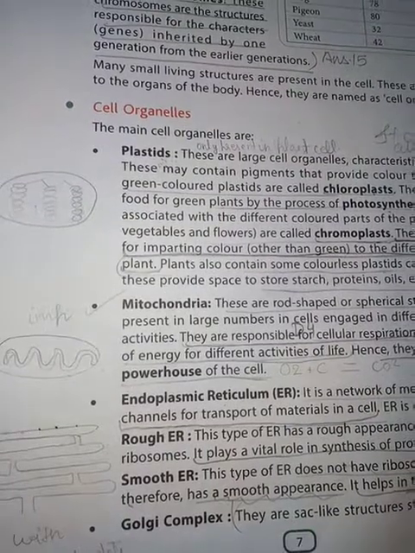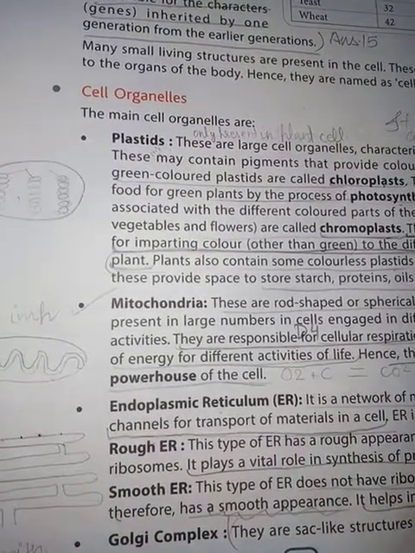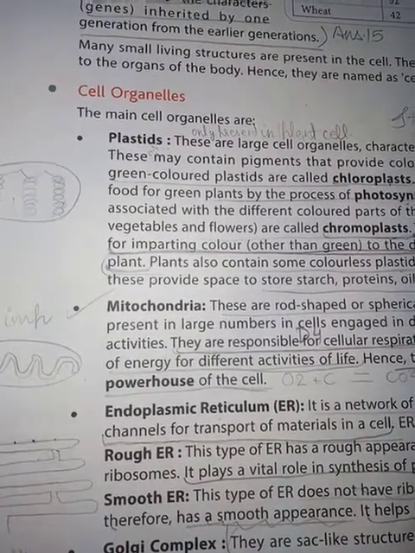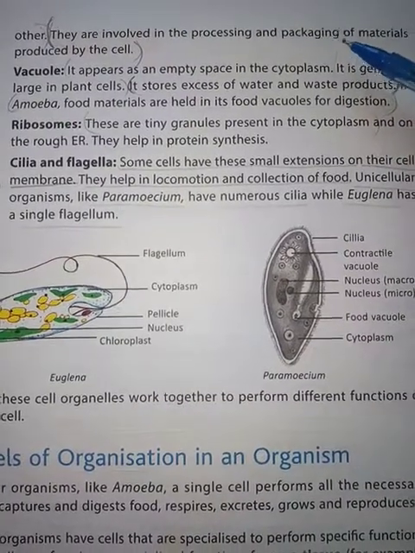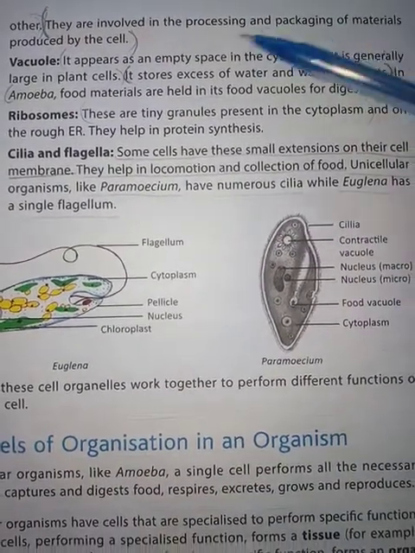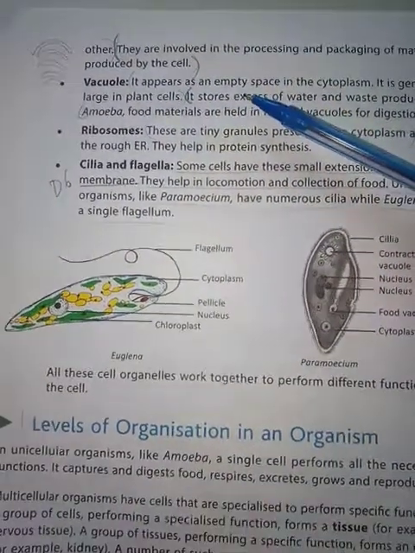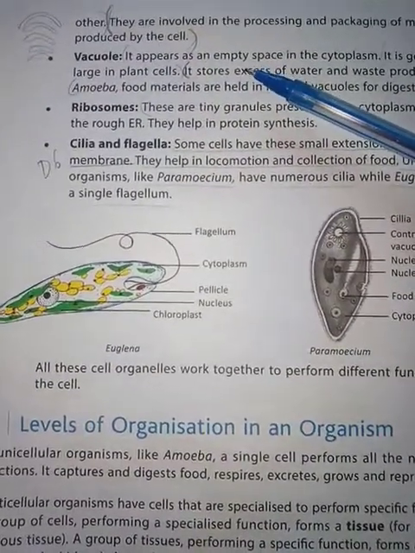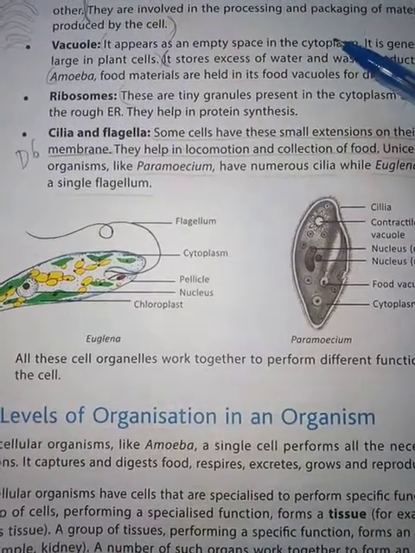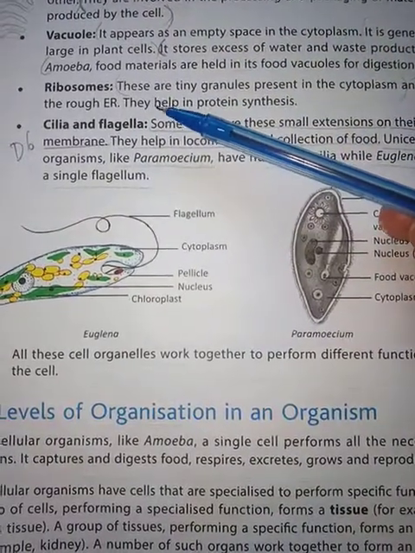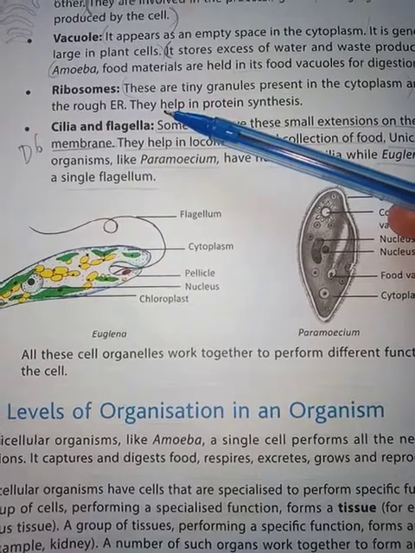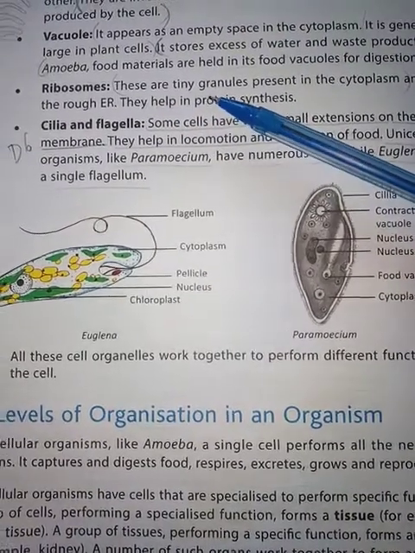Next is Golgi complex. Golgi complex are sac-like structures stacked one above the other. They help in processing and packaging of food materials prepared by the cell. Vacuoles are the empty spaces in the cytoplasm, and they help in storage of excess water and waste products. Then ribosomes are small tiny granules, and they help in protein synthesis.